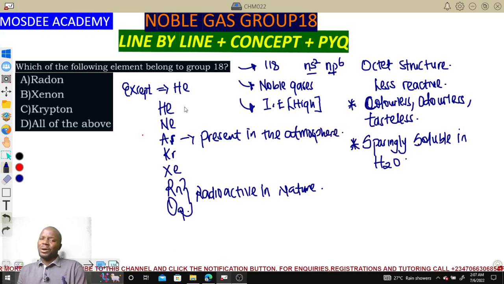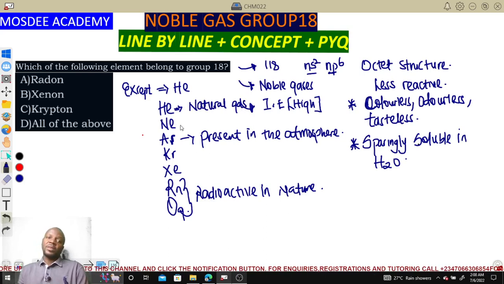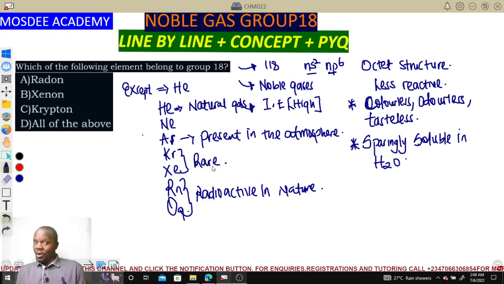Most of the neon and helium are seen commercially in natural gas, also with neon sometimes in some cases. So these are occurrence in nature. Talking about the rarest, the rarest ones are krypton and xenon. They are very rare, R-A-R-E. These are little things I can quickly talk about.